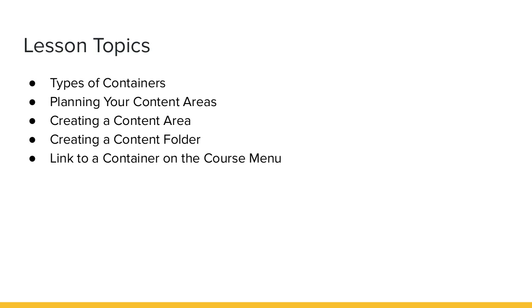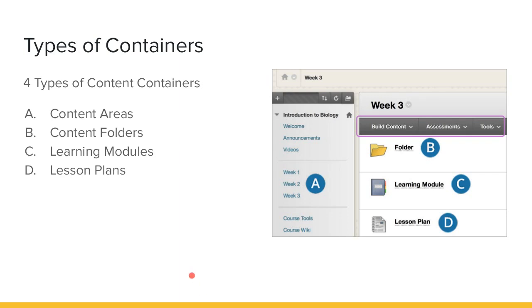So let's look at the types of containers. Again, all of the descriptions for these are going to be in that webinar guide. So if you have that out, you should be able to follow right along with what I'm talking about. Blackboard has 4 types of content containers. Letter A is your content area. And remember, that's kind of like the big bowl, if you want to think about it that way. It's your big Tupperware where you throw everything into. Then letter B, C, and D are your smaller types of containers that you can add to your content area. So you have your content folders, your learning modules, and your lesson plans.